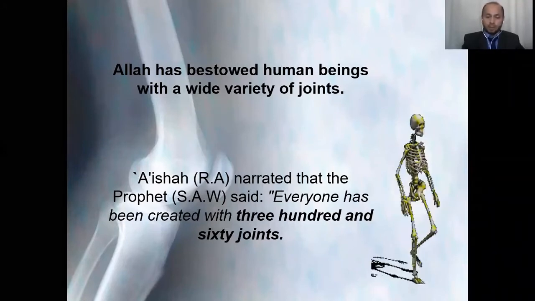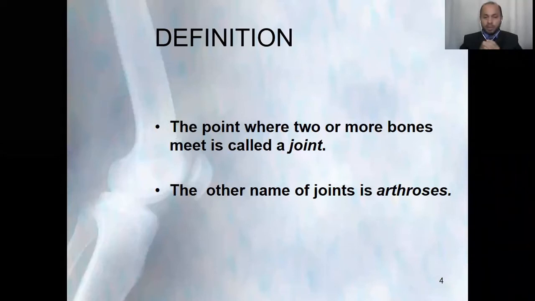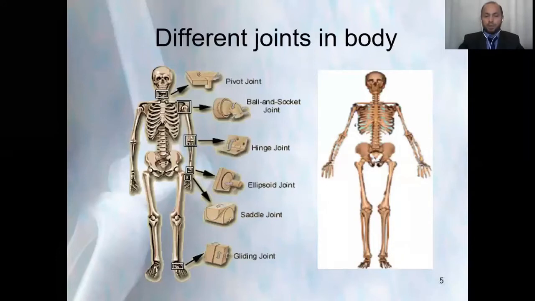We can define a joint as where two or more bones combine together, and it may be a mobile joint or an immobile joint. The other name of the joint is arthrosis. These are some important joints present in the body: the pivot joint, ball and socket joint, hinge joint, ellipsoidal joint, saddle joint, and the gliding joint.